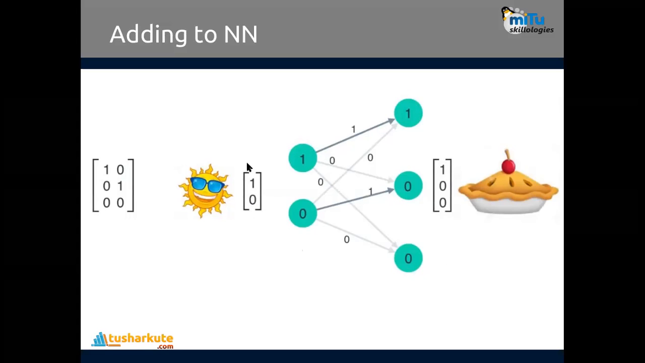If I give 10 here, then 1 into 1 is 1, 1 into 0 is 0, and 0 into 0 is 0. So I get 100, and the output layer is generating apple pie. And if I give the values 0 and 1 here, it means that it is rainy. So I get the output 0, 1, 0, which is burger.